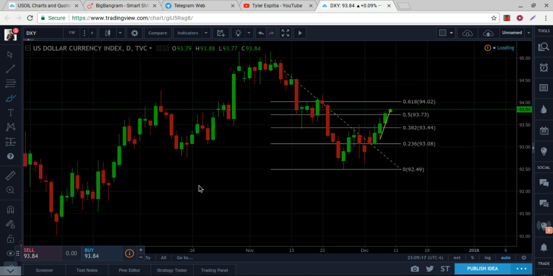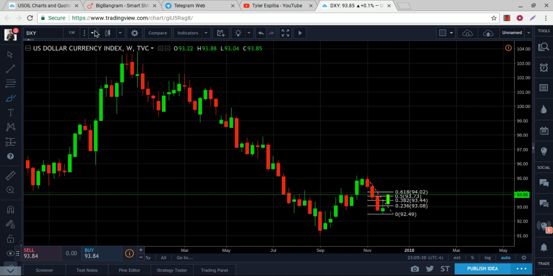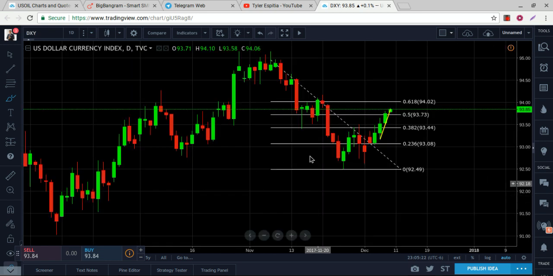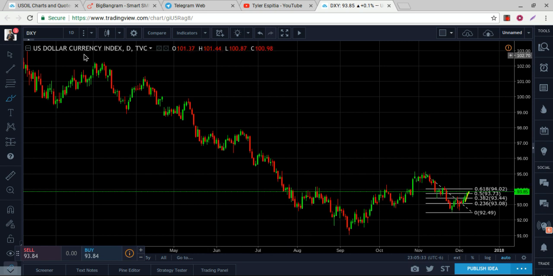Go ahead and look at the weekly. Let's go ahead and look at the daily. My apologies. On the daily, everything is bearish. This is just a big correction before we go ahead and continue down. The dollar has been weak ever since January 1st.